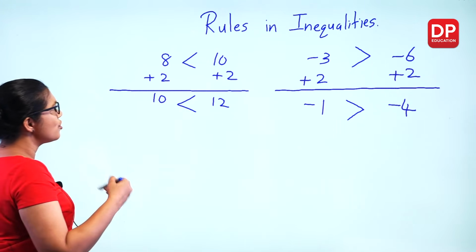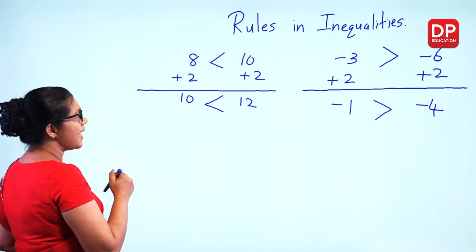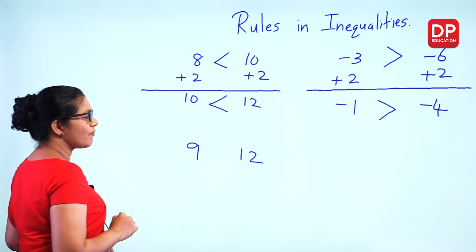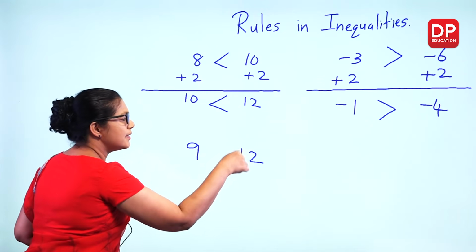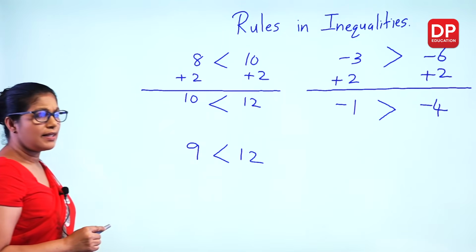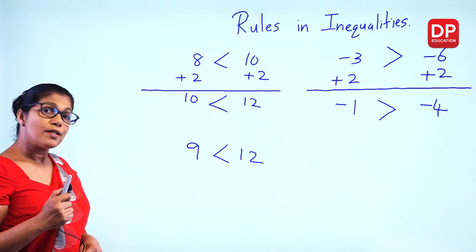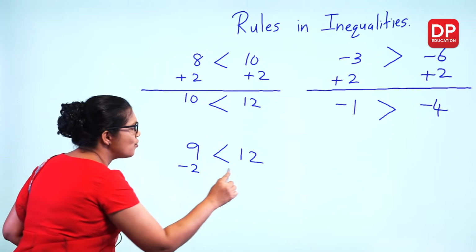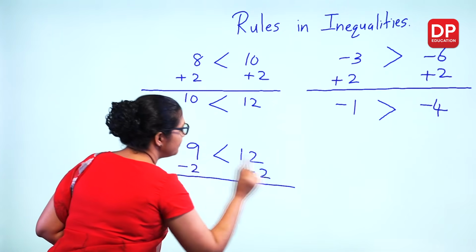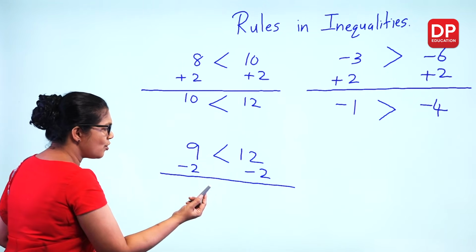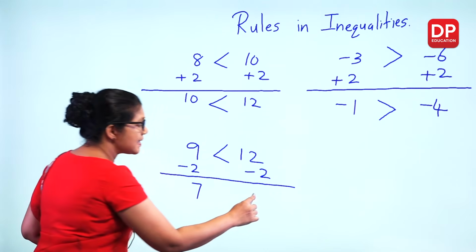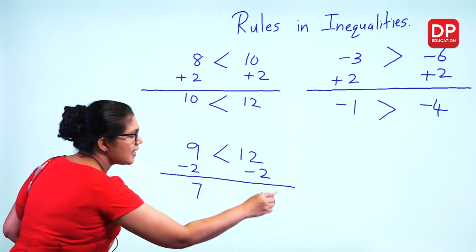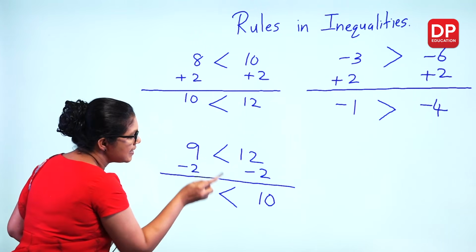And I want to do another example. We'll take 9 and 12. Which one is bigger? 12 is bigger. So we can use this symbol. Now what I want to do is subtract a number from both sides. So I want to subtract 2 from both sides. What happens? 9 minus 2 is 7. 12 minus 2 is 10. Now, which one is greater? 10 is greater. So I am using the same symbol.